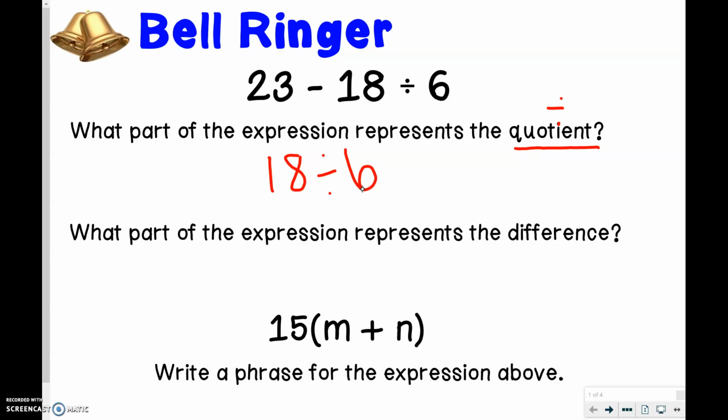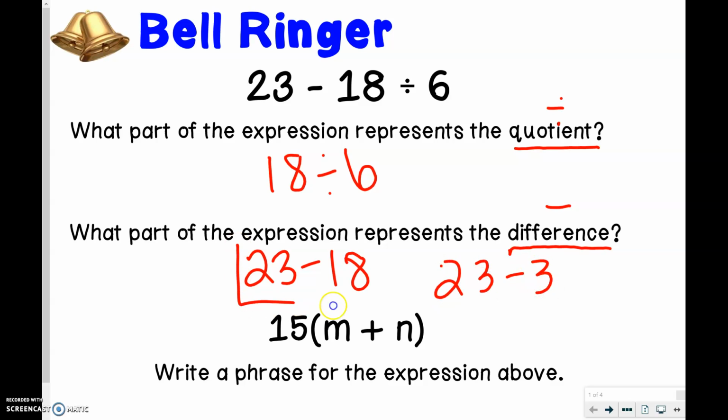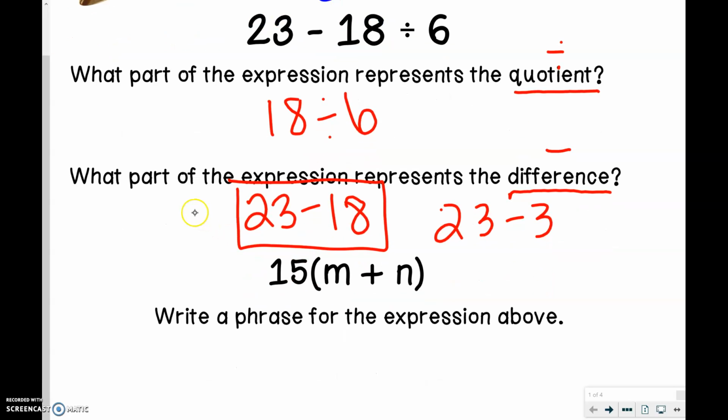Versus, what part of the expression represents the difference? That means subtraction. So you can write that one of two ways. You could do 23 minus 18, that would be perfectly fine because you're looking at the expression as is. But because we do have all numbers here and not variables, you could actually start solving, and since we would do division before subtraction, you could do 18 divided by 6, which is 3, and write 23 minus 3. That would work too. This is more so what I'm looking for, but just so you're aware, that would work too.